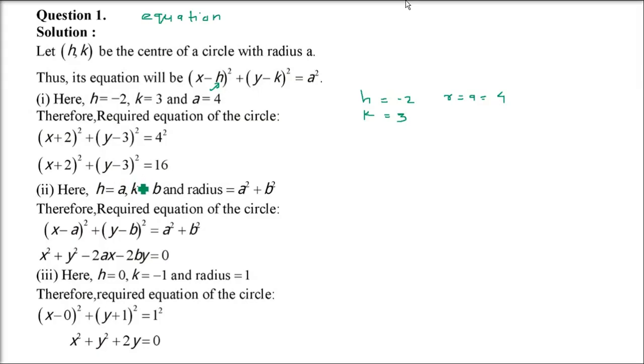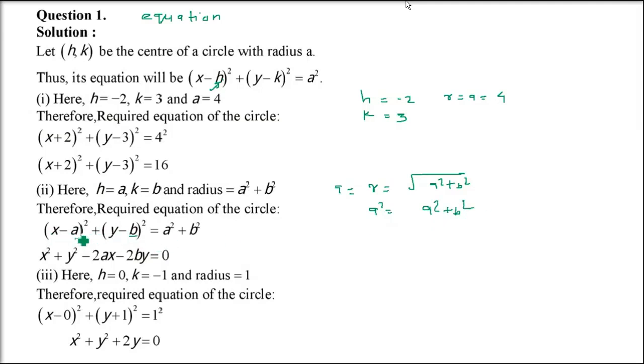Then the second one, center is (a, b) and radius is given as under root a square plus b square. Same formula you have to keep in mind. In place of h put a, in place of k put b. As I said, the radius is given as root of a square plus b square, so r square is going to be a square plus b square.